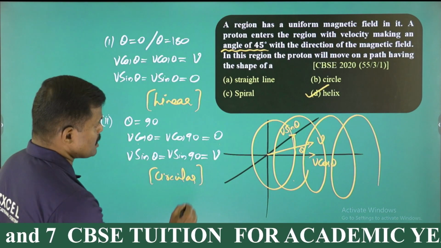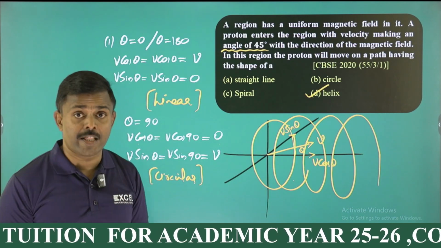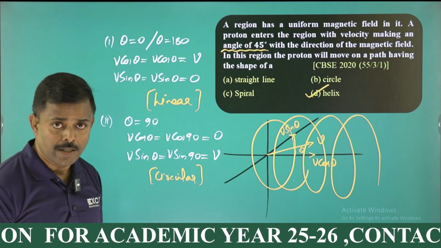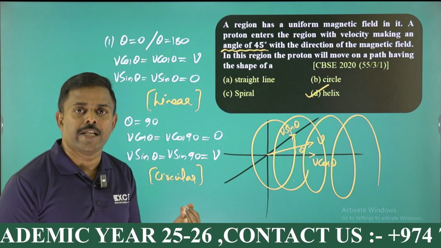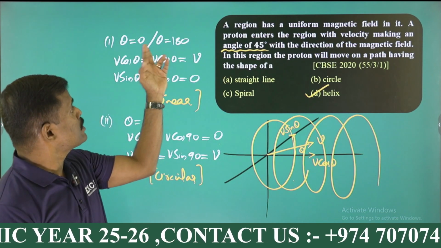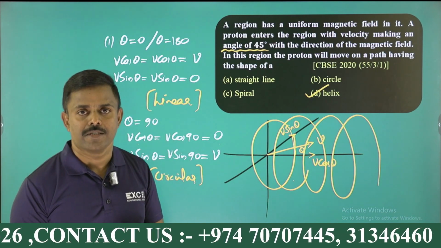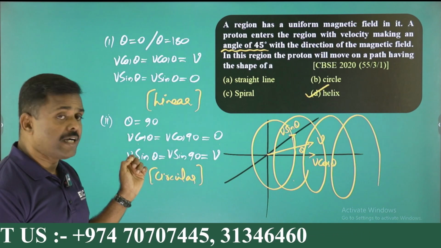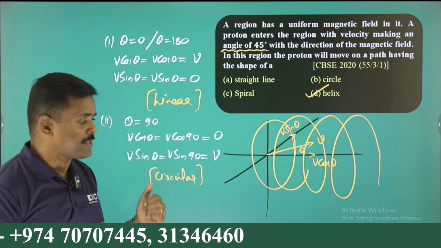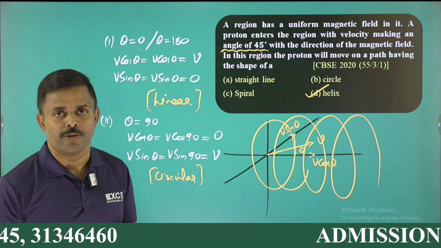It's a previous CBSE question asked in 2020, but I would pick this as one of the most important questions in this chapter. All the 3 cases. The particle enters parallelly or anti-parallelly, theta is equal to 0, theta is equal to 180, the particle moves in a straight line path. The path of the particle is linear. If the particle enters perpendicularly, that is theta is equal to 90, the particle executes circular motion.